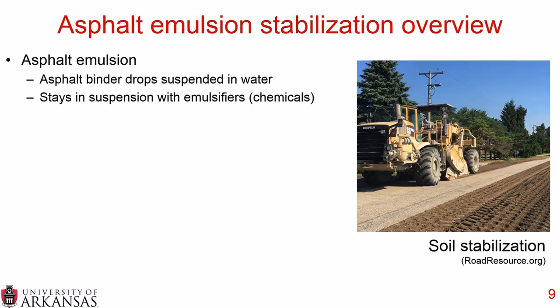So, asphalt emulsion stabilization overview. This is your asphalt 101 slide. It'll be very brief, but asphalt emulsion in short is asphalt binder that has been turned into drop form, and those drops are suspended in water. So you have drops of asphalt binder suspended in water, and these drops stay in suspension with emulsifiers, which are a certain kind of chemical.